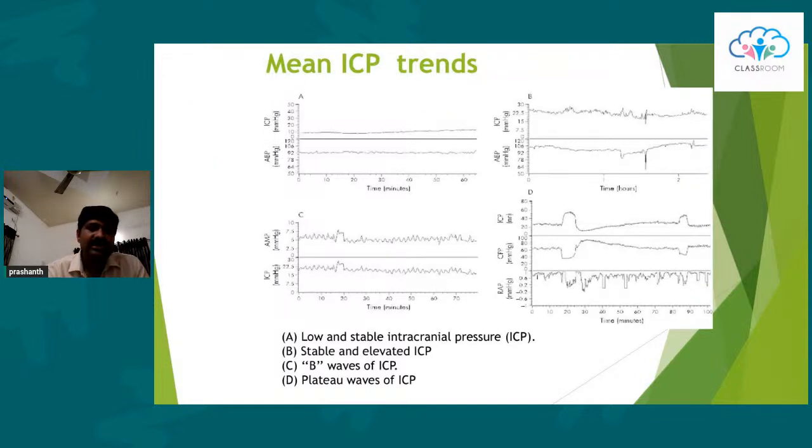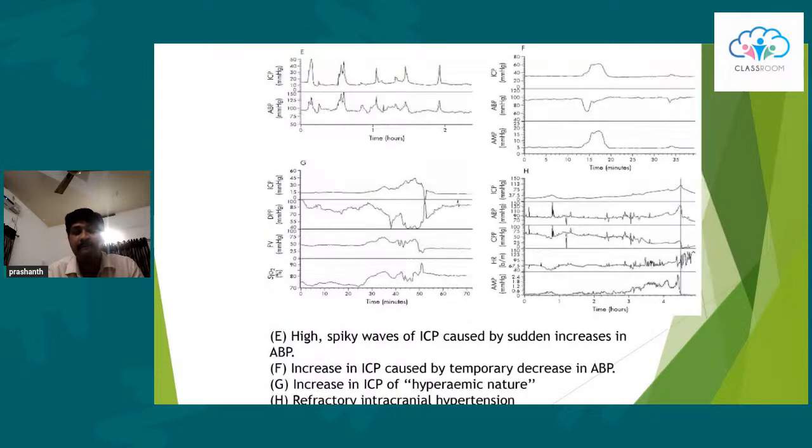The other way of looking at the ICP is looking at the mean ICP trends. So you have 4 charts here. In the first chart, you can see there is a low and stable intracranial pressure, which is the normal pattern. In the initial stages, there may be a stable and elevated pressure. The mean ICP remains elevated, but it is stable. Then in the third chart, there are intermittent spikes, which are elevations that come back to the baseline, or you could have a plateau wave, a sustained elevation for a long time, which comes back to the baseline.